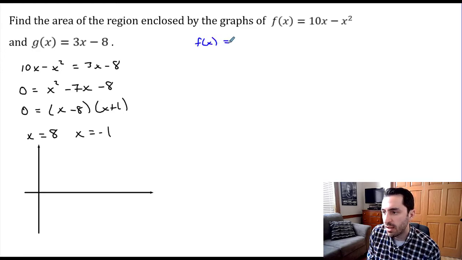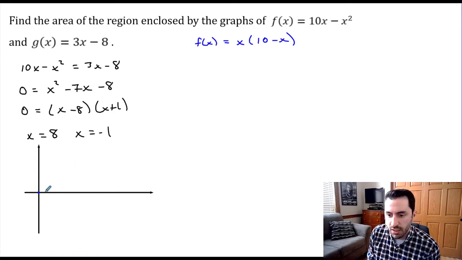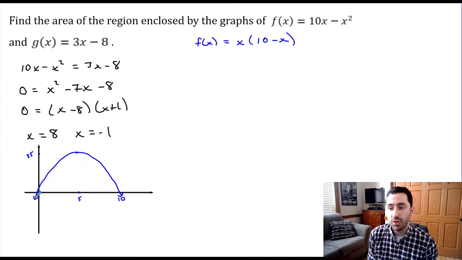So f of x, I'm going to factor out an x from both of those. And that's going to leave me with 10 minus x. So what this tells me then is it crosses the x-axis at 0, and then it also crosses the x-axis at 10. So that means the vertex of this parabola is going to be right in the middle at 5. So if we plug in 5 to this, it's going to be 5 times 5. So the maximum here is going to be up at 25. So we have a parabola that looks something like this. And again, this is just a real simple sketch because my whole goal with this is just to give myself an understanding of what I'm working with.